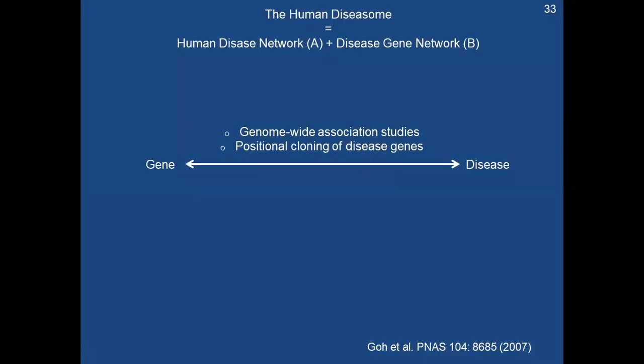So the way they generated this diseaseome, which is a name which they gave themselves, is actually a combination between a human disease network, which you are going to see, and a disease gene network. So let's say we have a gene and a disease, and this interaction between these two has been identified through several routes, such as genome-wide association studies, which are not very good. Better than that may be positional cloning of disease genes, and they might have used other information.